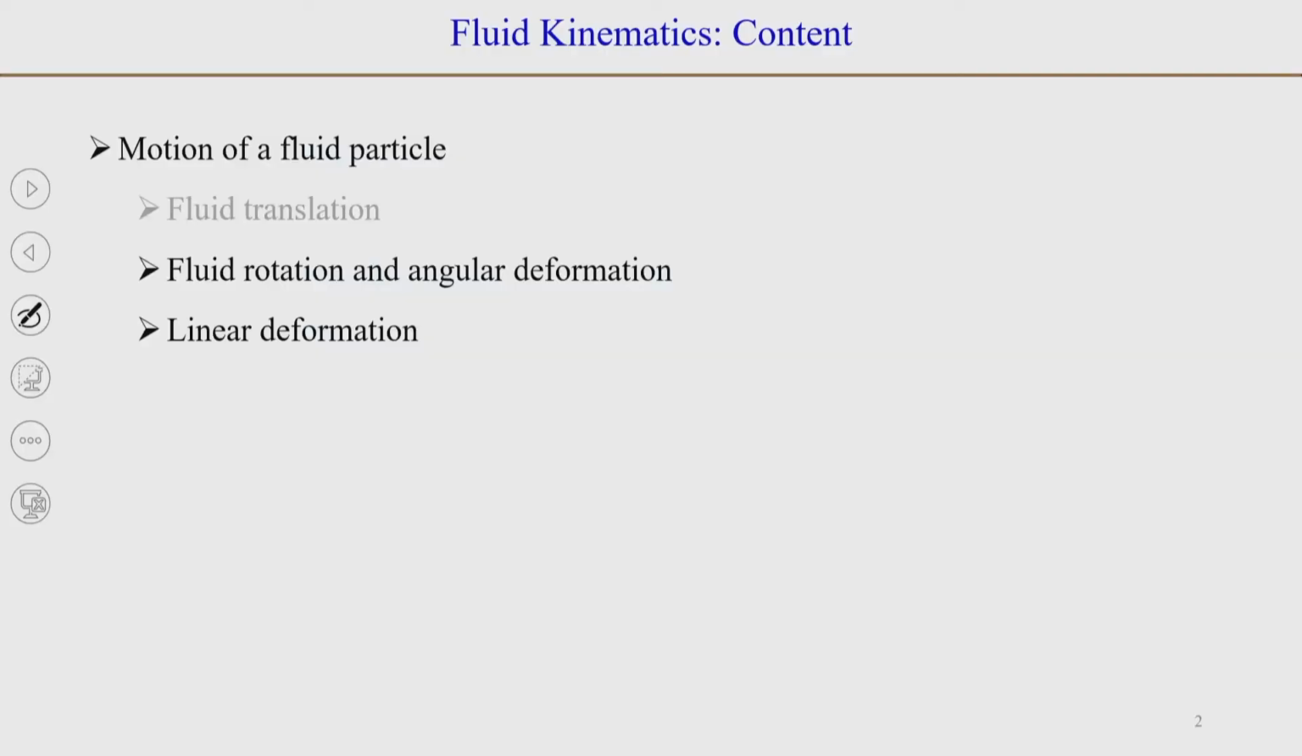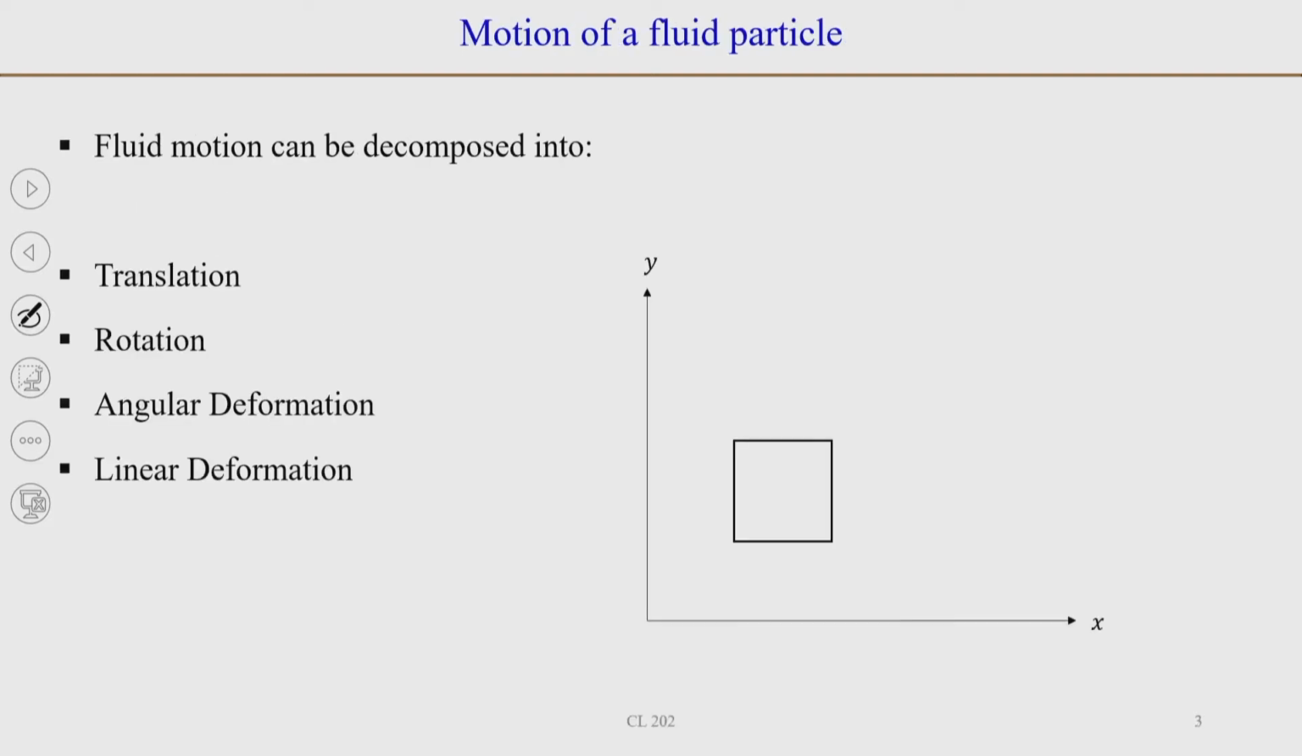So, in the previous lecture we discussed that when a fluid element or a fluid particle undergoes a motion, its motion can be decomposed into four components, and those four components were translation. The translation refers to the motion of the particle from one location to another without any change in the shape of the fluid element. So, that is pure translation.